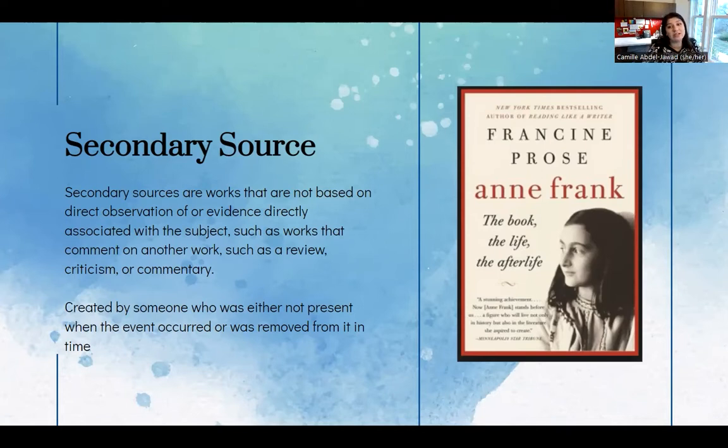And again, secondary sources are works that are not based on direct observation or of evidence directly associated with the subject. This is often found in the English discipline when we think about literary criticism, right? If I'm writing an article about how Shakespeare used metaphor and imagery in his plays, that's a secondary source because I'm looking at the original play that Shakespeare wrote, and I'm writing a commentary or criticism based on it. And so that is a really important part of distinguishing whether something is a primary source or a secondary source.